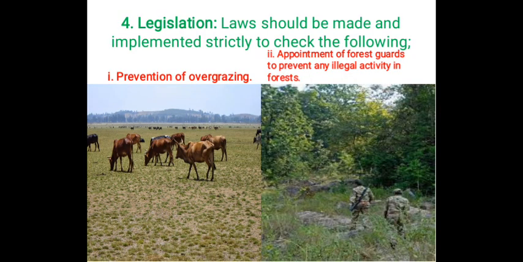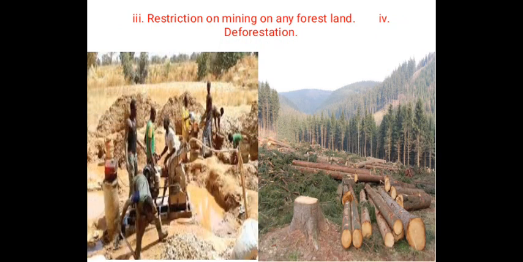The fourth one is legislation. Laws should be made and implemented strictly to check the flame. The first one, prevention of overgrazing. Laws should be made for such as appointment of forest guard to prevent any illegal activity in the forest. Restriction of mining on any farm, forest land, and the fourth one is deforestation should be prevented.